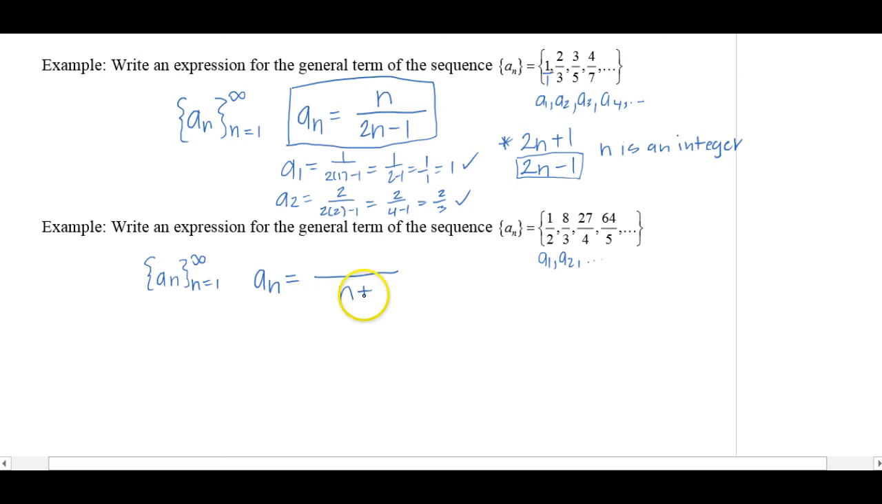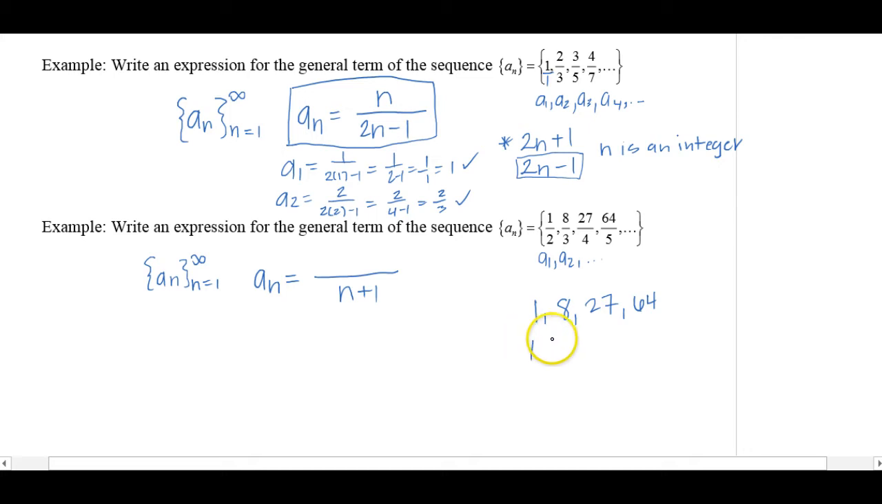So to fix that, let's just go ahead and add 1. So now when I substitute in 1, 1 plus 1 is 2. When I substitute in 2, 2 plus 1 will give me 3. 3 plus 1, 4, etc. So our denominator is pretty similar to our previous numerator, except we want it to start at 2 instead of 1, so we're going to have to add 1 to every n. So now let's take a look at the numerator. So the numerator by itself as a list is 1, 8, 27, 64. So let's see if we can think about a pattern here.